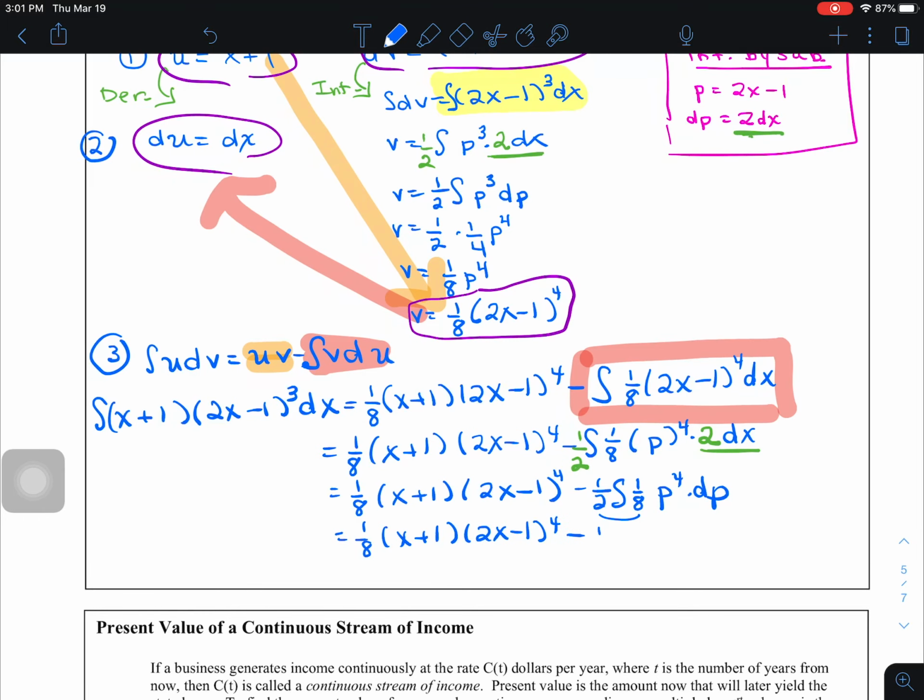I'm going to combine these and make this a 1/16. I'm adding 1 to the exponent, multiplying in front by the reciprocal. This is where my plus c comes in. Okay, and then I would want to multiply those together.